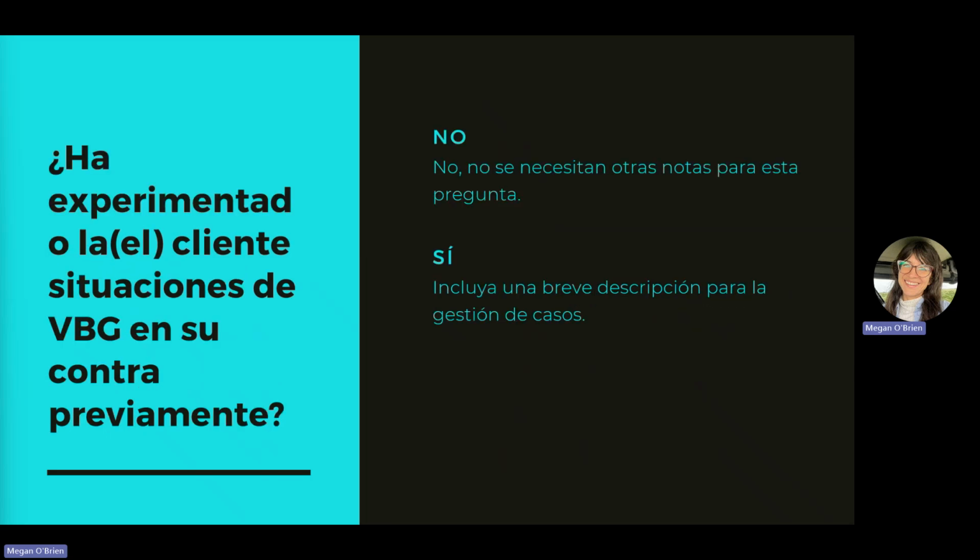There is a question here too on if the survivor has had any previous experience of GBV perpetrated against them. You can respond no, no other notes are needed for this question, or yes. And here you can include a brief description for your case management purposes to understand how GBV has impacted the survivor over time.